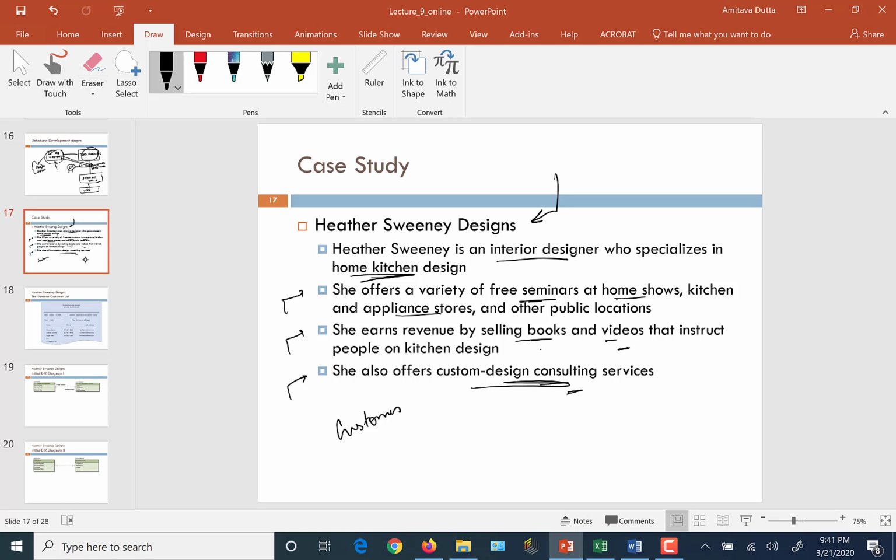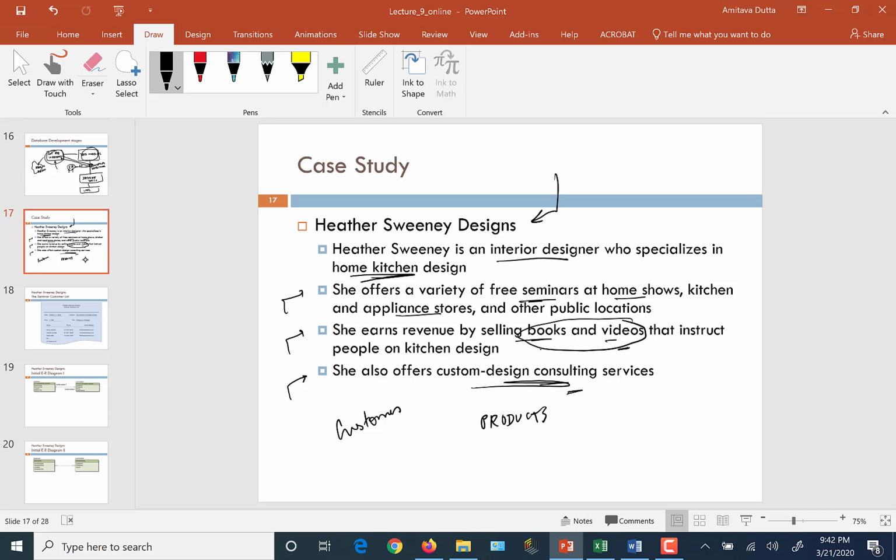Okay. So second thing, again, this is a first cut guess of mine. This consultant, Heather Sweeney, is selling books and videos. Okay, so it seems to me that she has some products that she's selling. Okay, she has some products, and in this case they're books and videos. Perhaps later on she might generate some mugs or plates or whatever other kinds of products through which she might want to earn revenue. But at the moment she has books and videos. There are at least two types of products that she wants to sell to the customers.